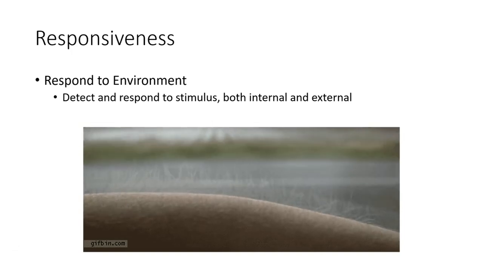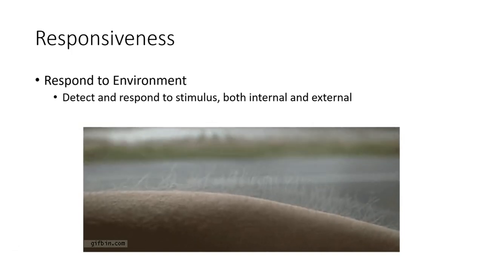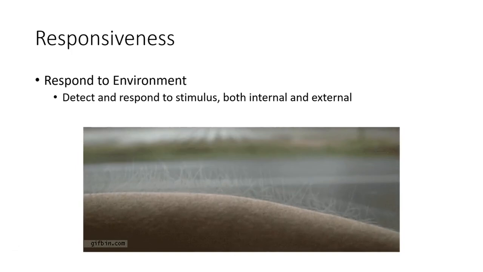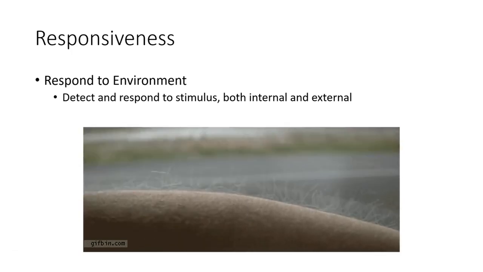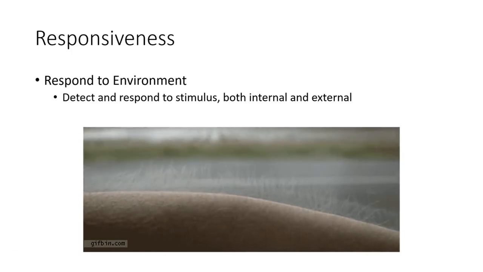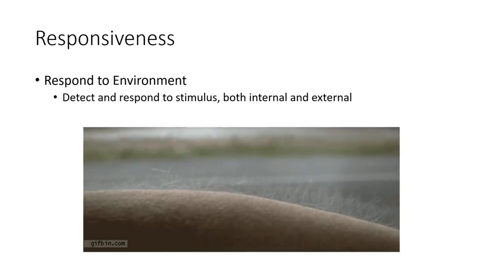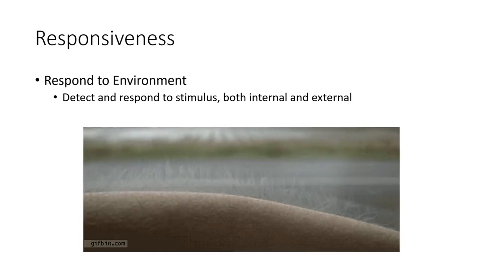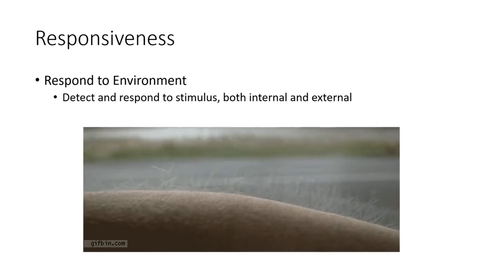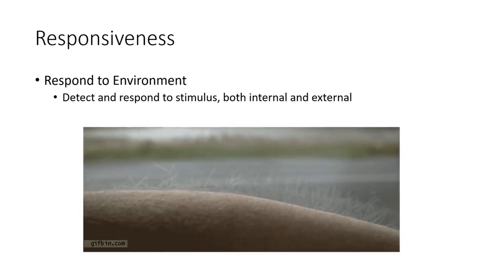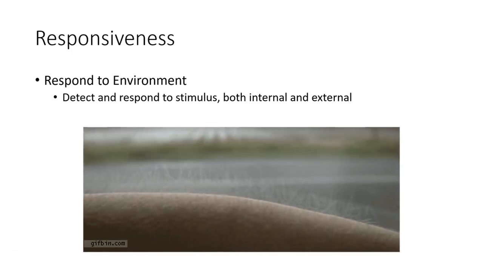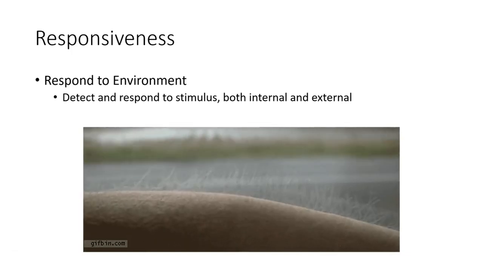So internal responsiveness would be something like hunger cues. Your body recognizes that it's a little low on glucose. It needs some more glucose in order to carry out different processes of metabolism. In that particular case, it would be the catabolism. We are breaking things down to produce energy. So that internal stimulus is going to send signals to the brain telling us that we are hungry and we need to go get some food and eat that food.